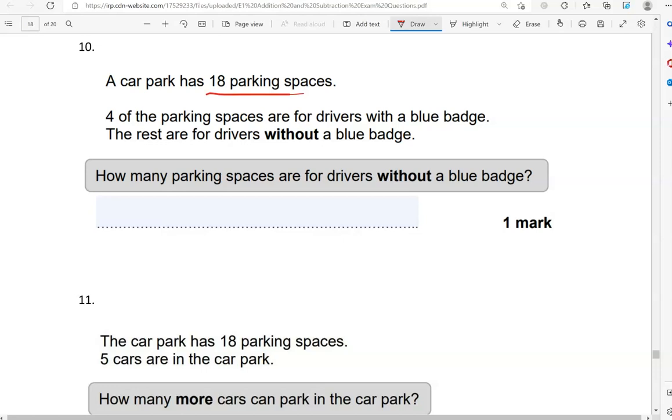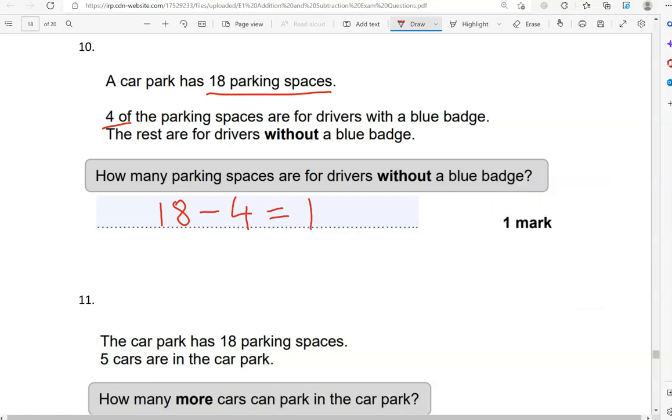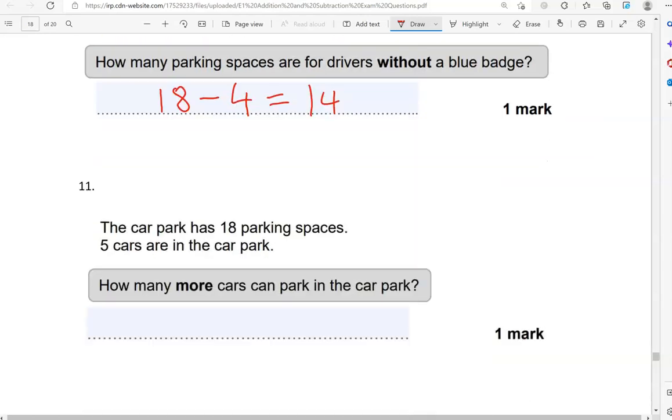So there are 18 spaces in total. 4 of them are for drivers with a blue badge. So take away 4 should give us the rest. So 18 take away 4 gives us 14. That's how many spaces there are for drivers without a blue badge.